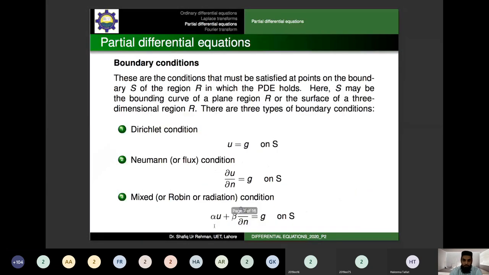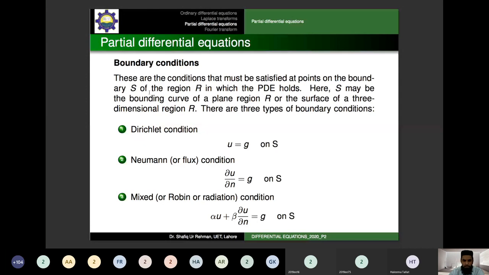But when we talk about boundary conditions in the case of partial differential equations, these are the conditions that must be satisfied at points on the boundary S of the region R in which the partial differential equation holds. So a physical system is there, a physical phenomenon is there. We will be having a partial differential equation. On top of that, we will be having a certain region, capital R, and then we will be having a boundary over there.